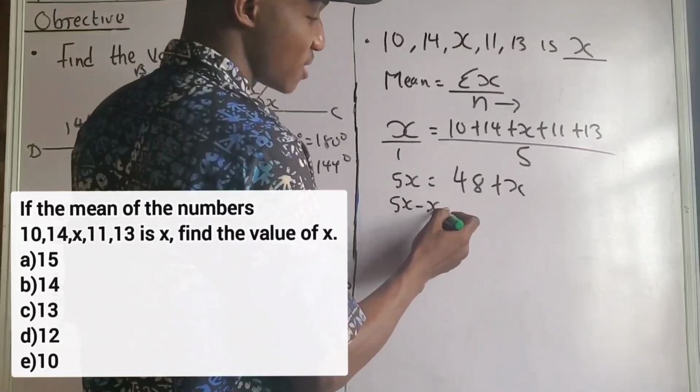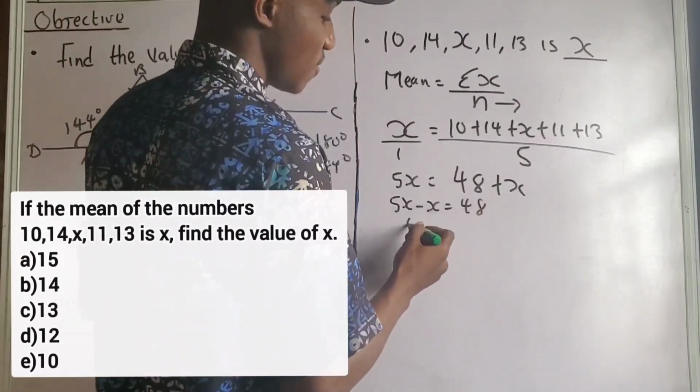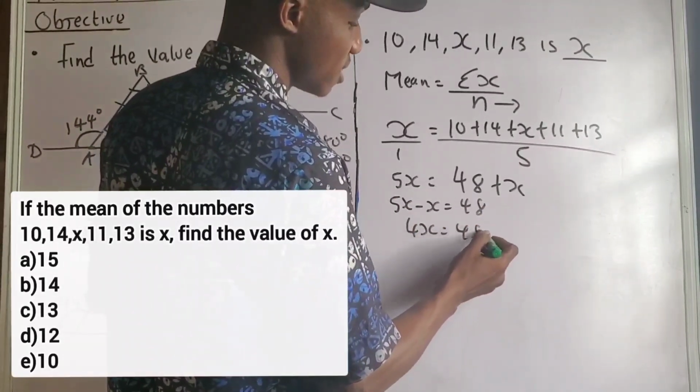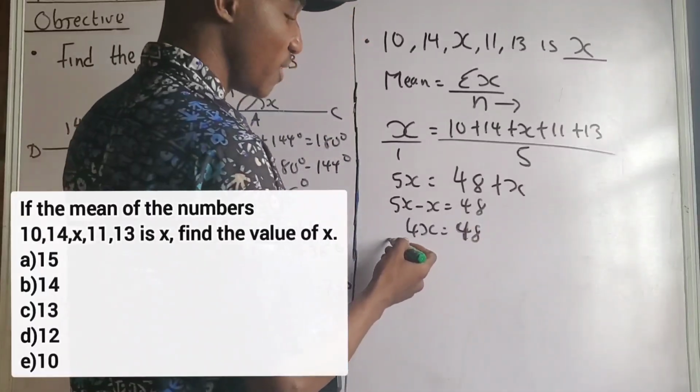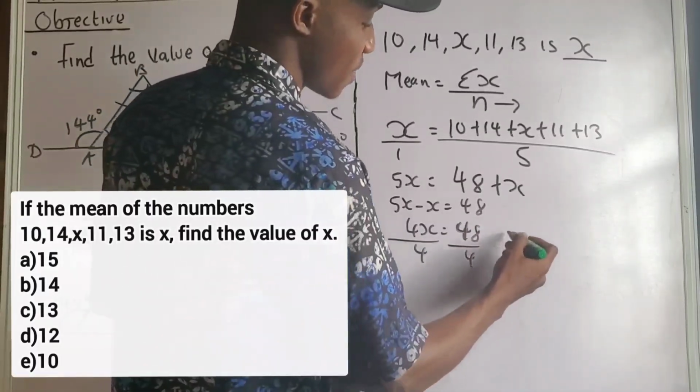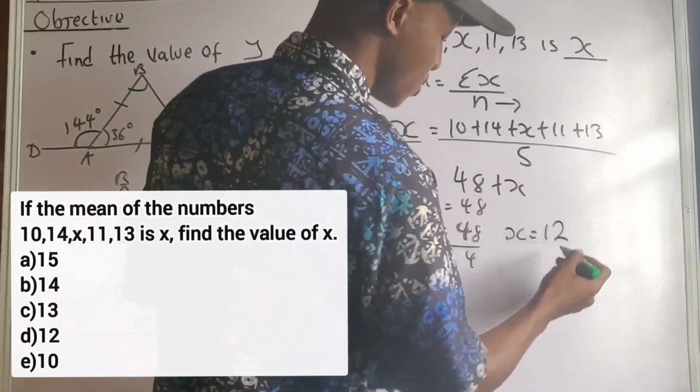5x minus x equals 48. 4x equals 48. To get the value of x, you divide by 4. This over 4 and this over 4. x is equal to 12. Do you understand?